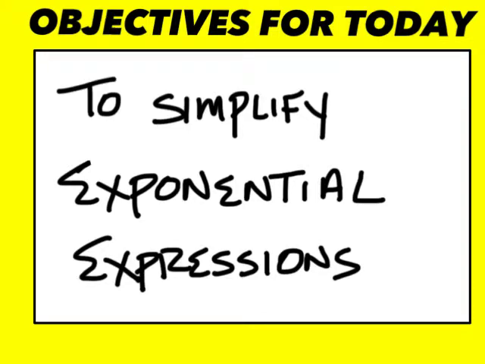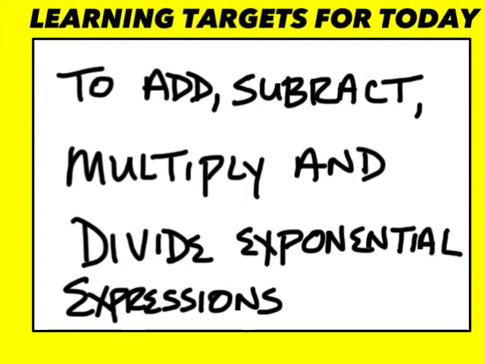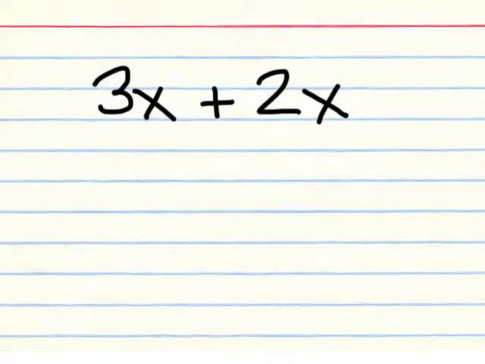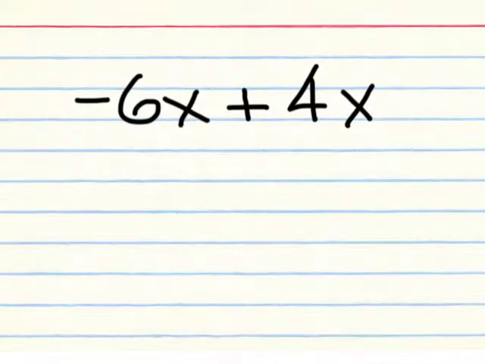To simplify exponential expressions, to add, subtract, multiply, and divide exponential expressions. 3x plus 2x, those are like terms, so you can add them together. If you have 3x's and 2x's, you have 5x's all together. Negative 6x plus 4x. Negative 6 plus 4 is negative 2, and keep the x with it. Negative 2x.